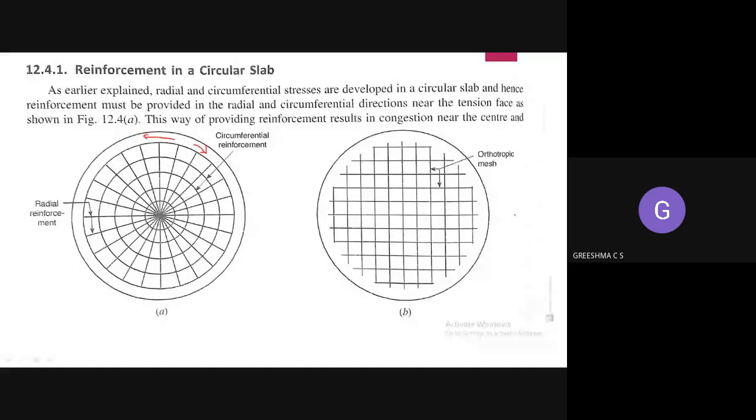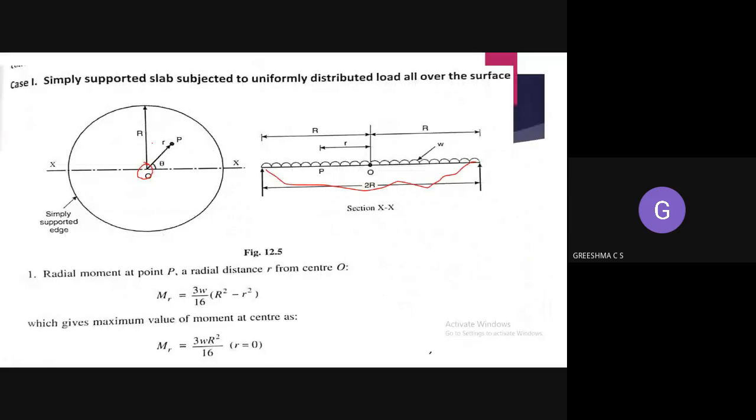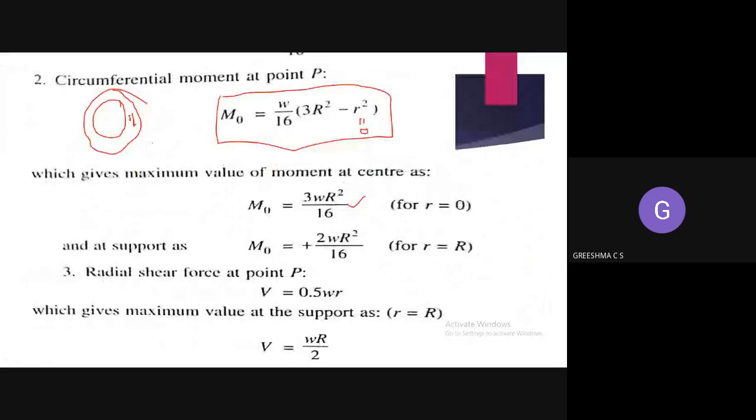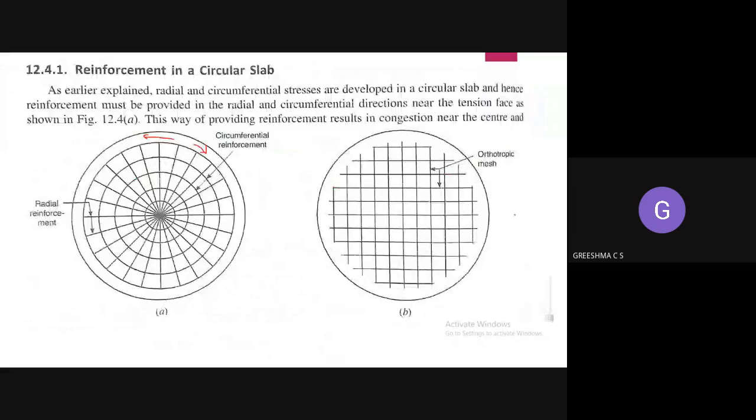So unlike the rectangular slab, because of its geometry, on the edges you will have a tensile stress, and thereby there will be a circumferential moment at the edges also. So you have to consider the circumferential moment at the supports also. Why? Because at the edge portion tensile forces will be developing. That's why we are providing circumferential reinforcement over there, so that circumferential moment you have to consider.